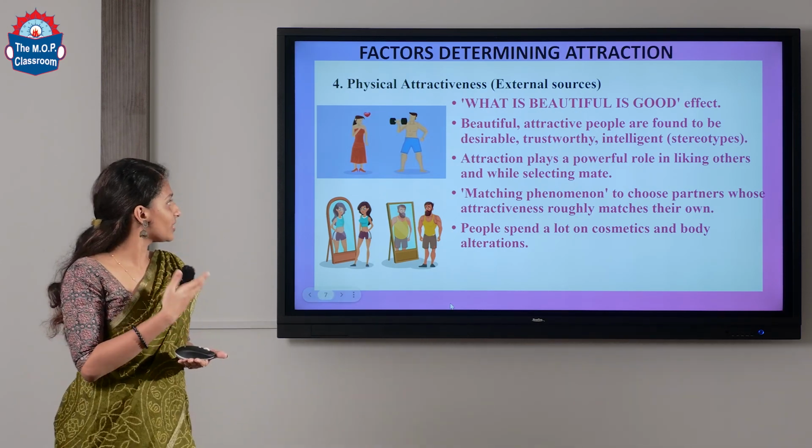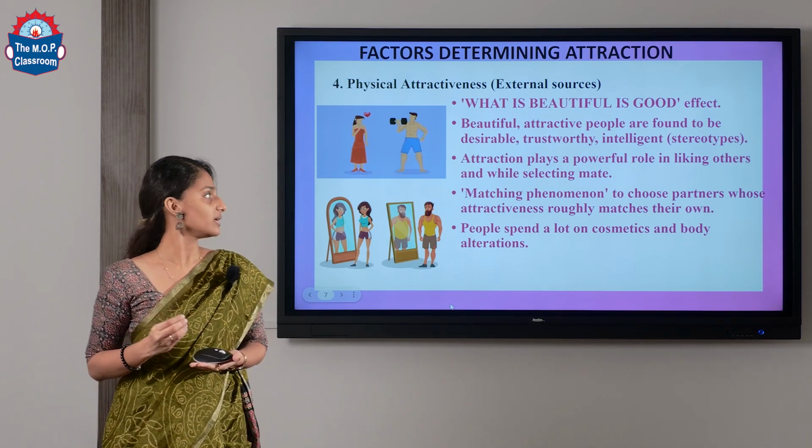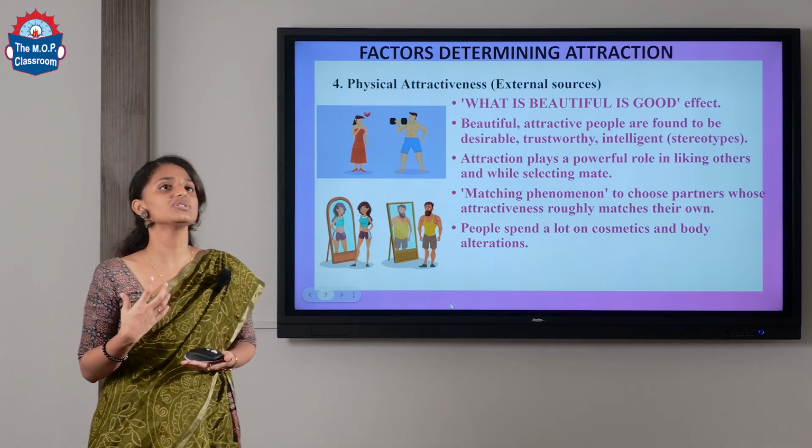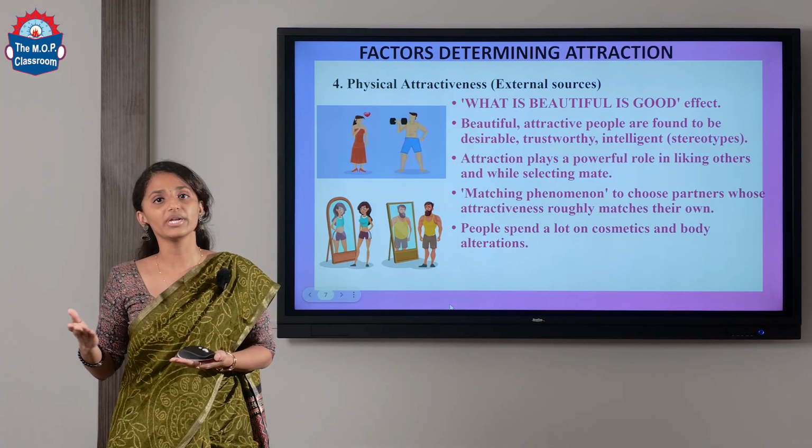But this attraction also plays a very powerful role in liking others and in selecting a mate. That is why people tend to spend a lot on cosmetics and the way they look, and that is why they also have body image issues.